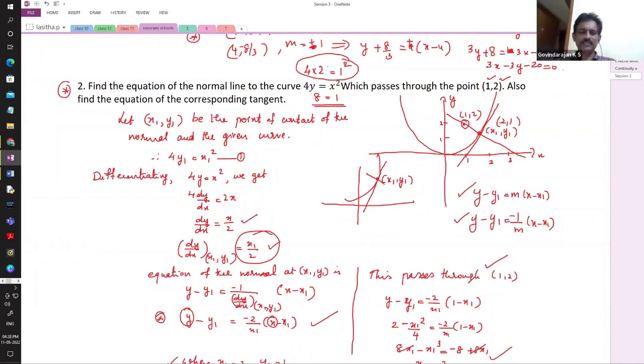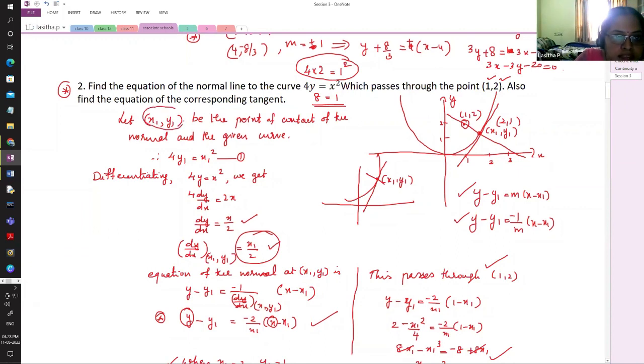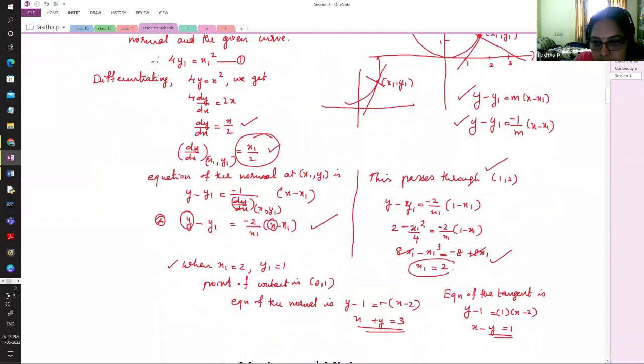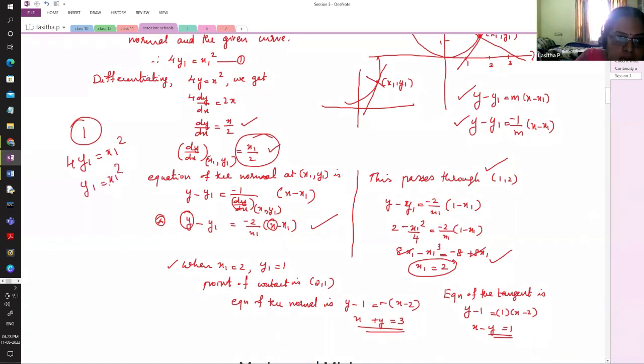Yeah, I can understand, sir, what is your explanation. My doubt is how do you know that it is 2 comma 1? Because you are saying x is equal to 2. We assumed the point of contact is x1, y1. I assume, and by solving here, I got x1 is equal to 2. Then I am substituting in equation number 1, 4y1 equal to x1 square. So y1 is x1 square divided by 4. So 2 square divided by 4, we get the y1 value as 1. So the point of contact is 2 comma 1.